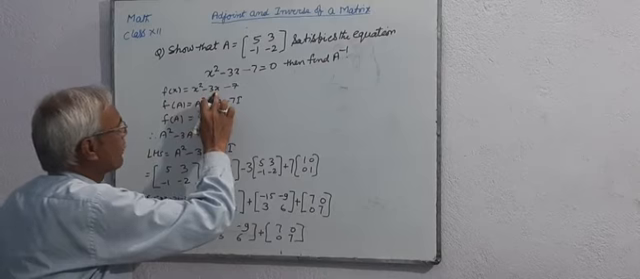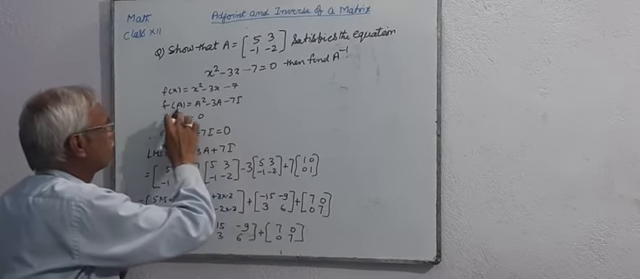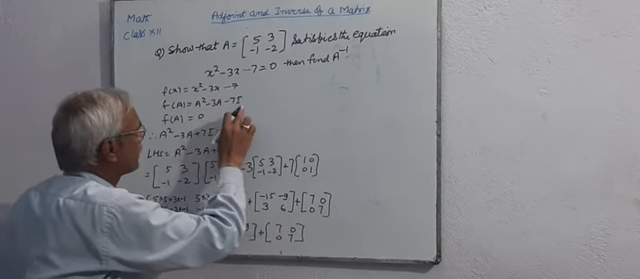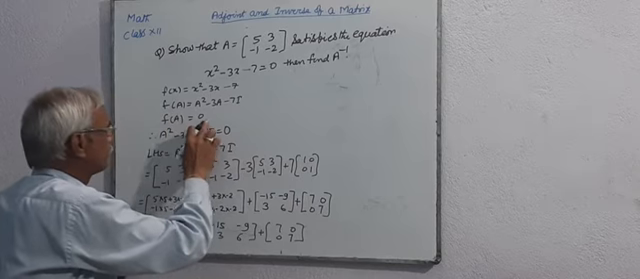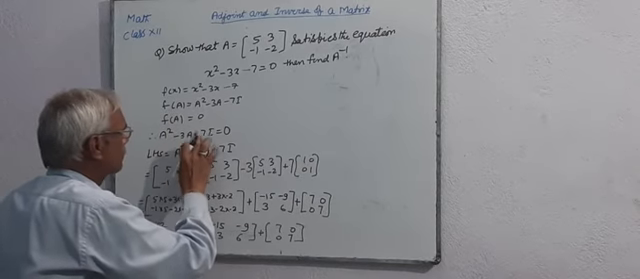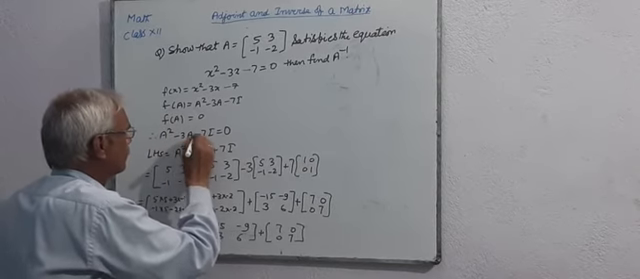f(x) = x² - 3x - 7. f(A) = A² - 3A - 7I. f(A) = 0. Therefore, A² - 3A - 7I = 0.